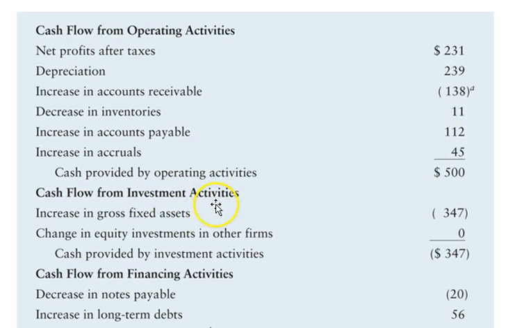Cash flow from investment activities. Increase in gross fixed assets. Okay, so if you increase your fixed assets, that means you paid money to buy more assets. That's going to be a decrease to cash. Change in equity of investments. There's no change here. So that gives us cash provided by investment activity. We look at fixed assets as an investment. So we're investing in our business.